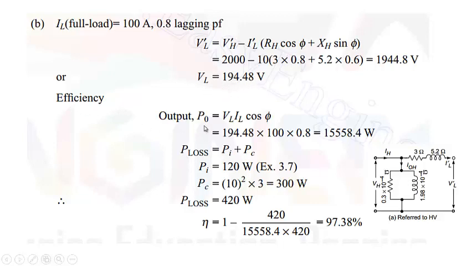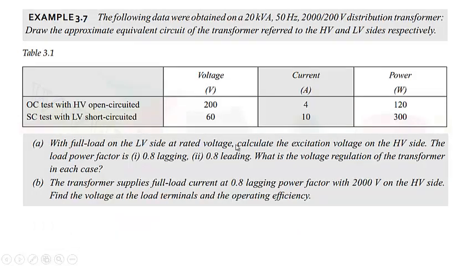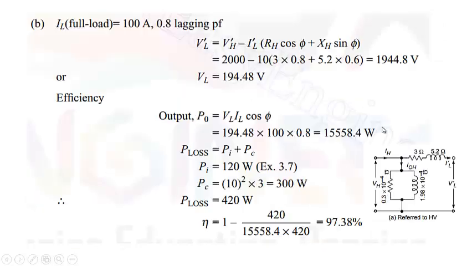So efficiency will be equal to output power, that is VL IL cos phi. VL is this, IL will be 100, full load, cos phi 0.8, that is 155.84. The losses are core loss Pi plus copper loss Pc. We have already calculated it; it is given here in the question itself. Core loss is given as 120, copper loss is 300.